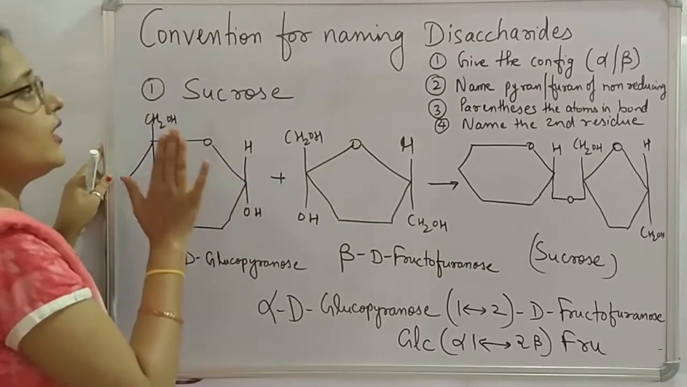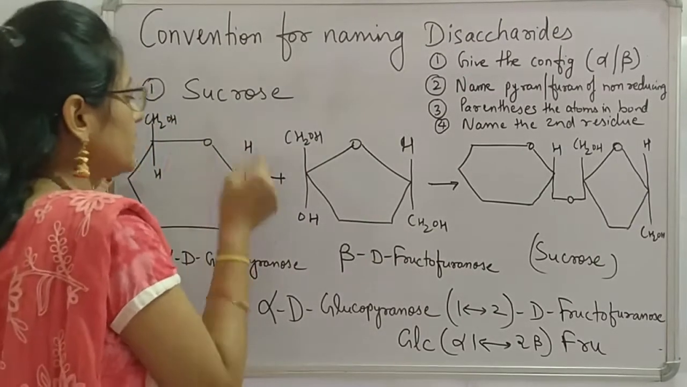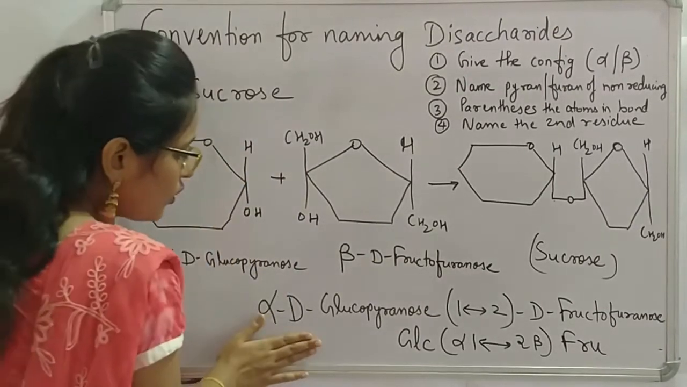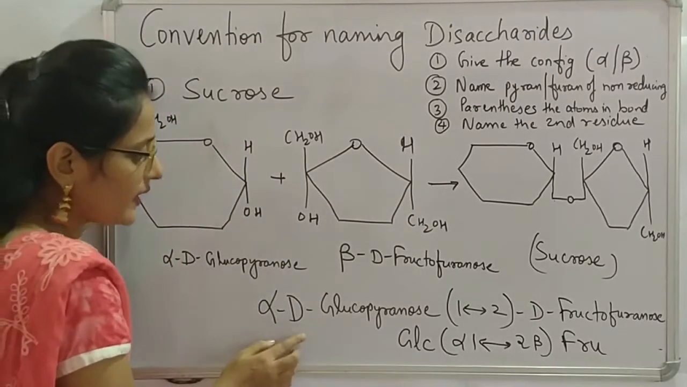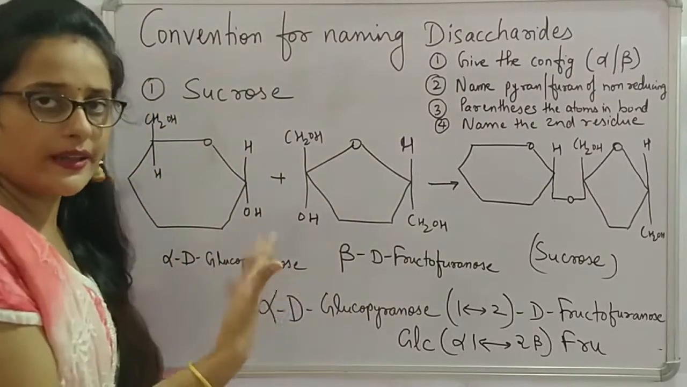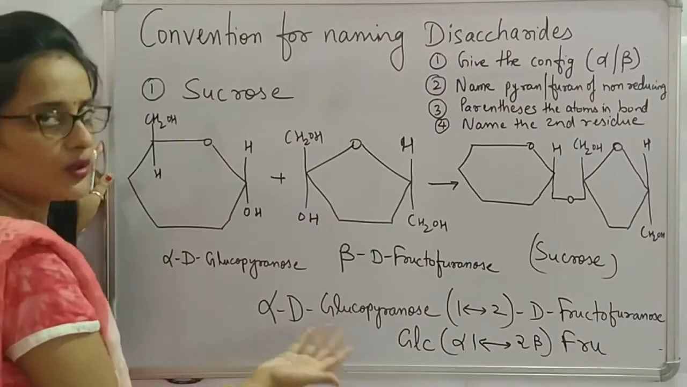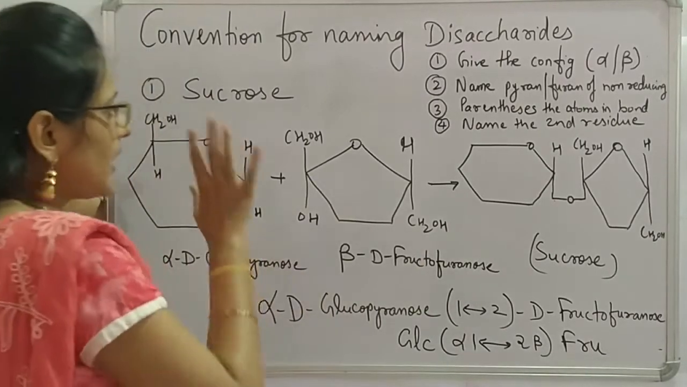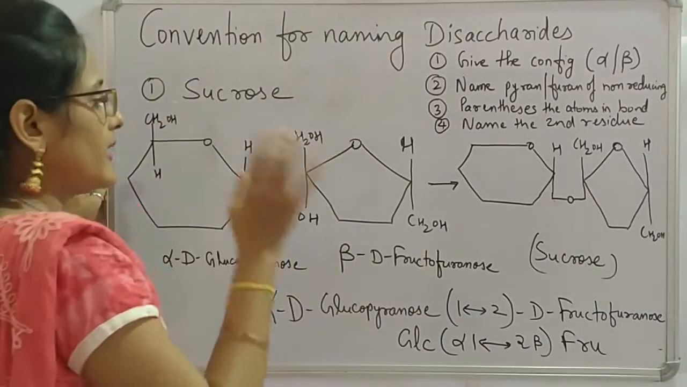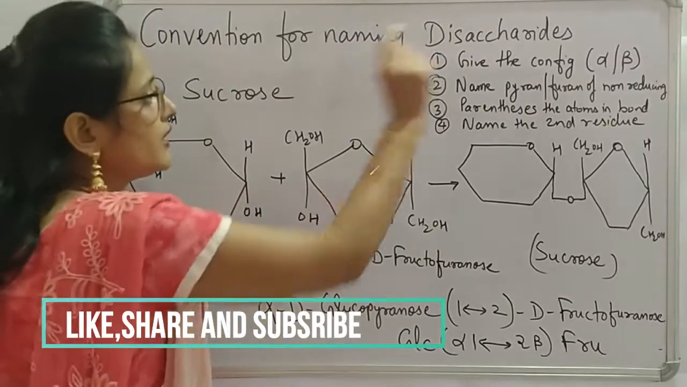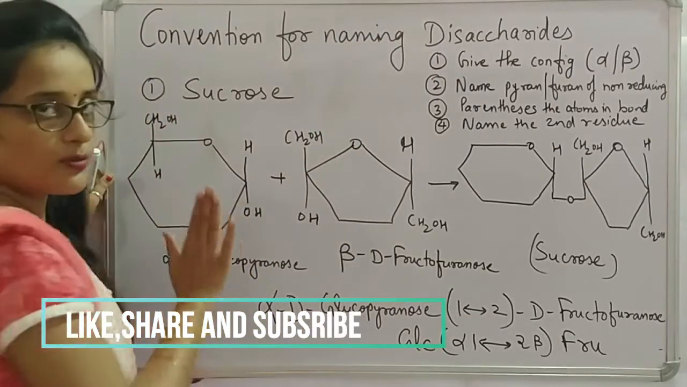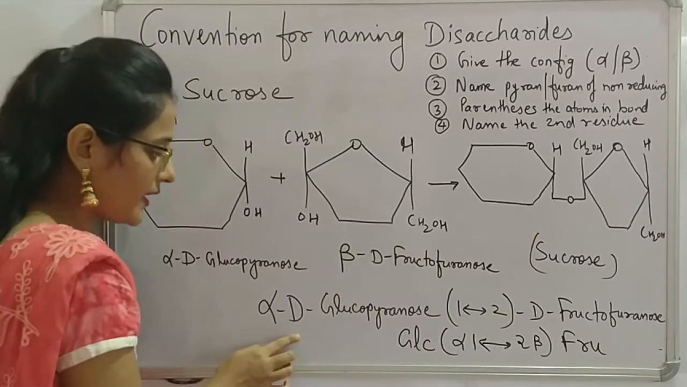So this is our alpha glucose. So we will write down the configuration of the anomeric carbon of the first monosaccharide. So over here I have written alpha D, and as all monosaccharides are D, you can ignore this D also. So we will start the nomenclature of disaccharides with the configuration of the anomeric carbon of the first monosaccharide. So over here I have written alpha D.